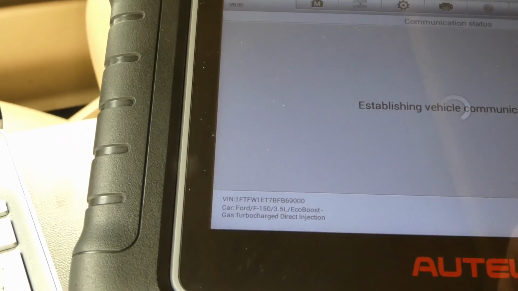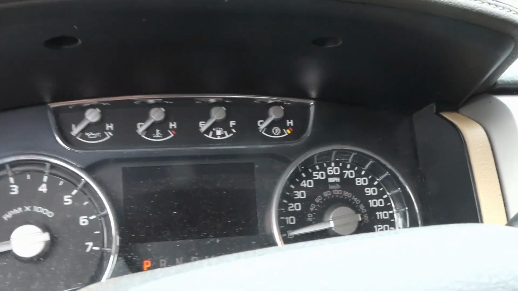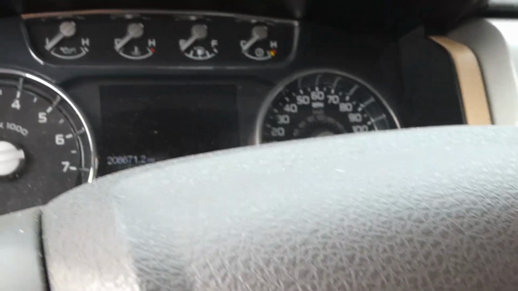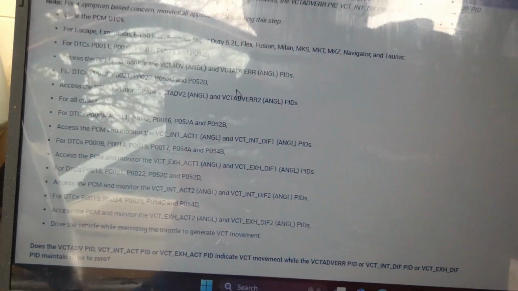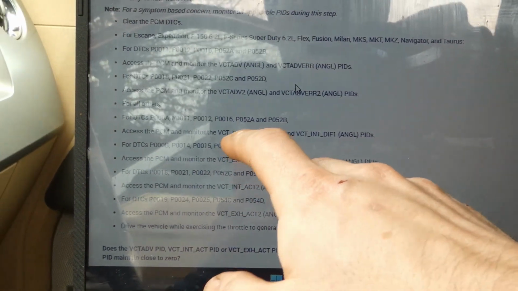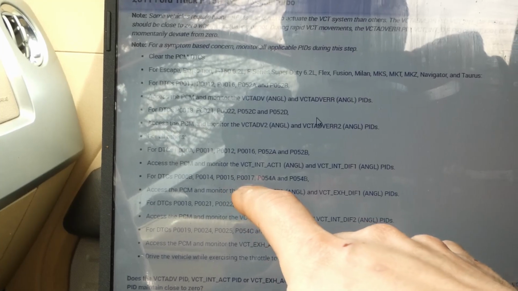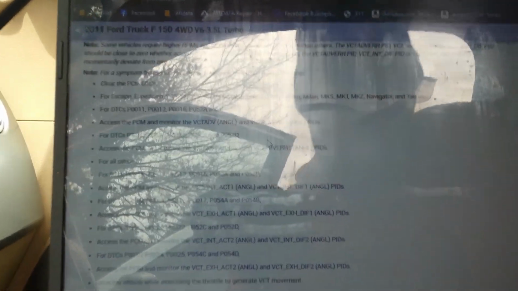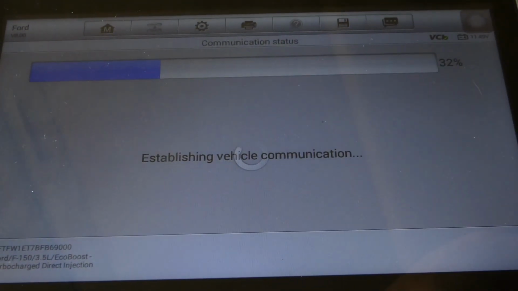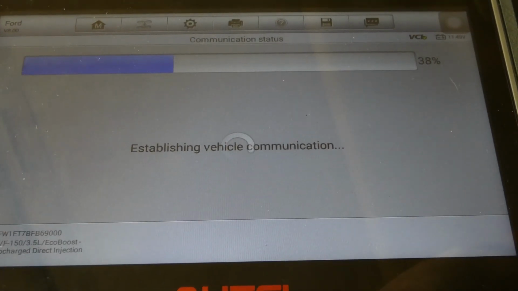Ignition on, engine off. Alright. Okay, key off. Key on. We need to go to live data. Where is it? There you go. VCT exhaust actual 1 and exhaust difference 1. Let's see if we can pull these up real quick. Get back at it.